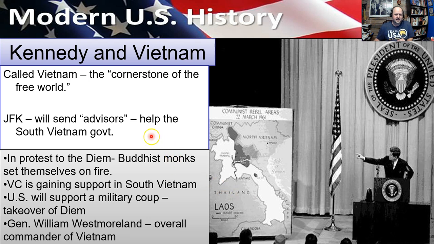So again, JFK sends those 16,000 military advisors to help the South Vietnamese government. The VC, the Viet Cong, gained support in South Vietnam. And once the United States starts getting more involved, the U.S. leader put in charge of all the troops there, basically in charge of the war on the ground in Vietnam, is a guy by the name of General William Westmoreland. So again, he becomes the overall commander in charge of Vietnam.